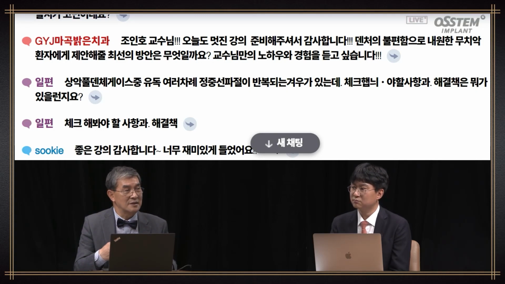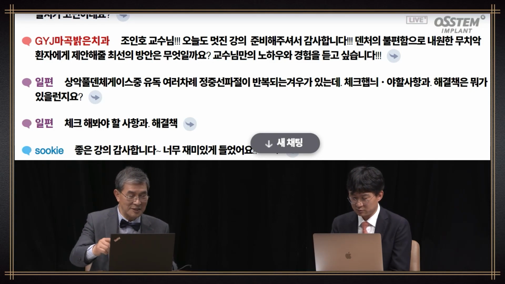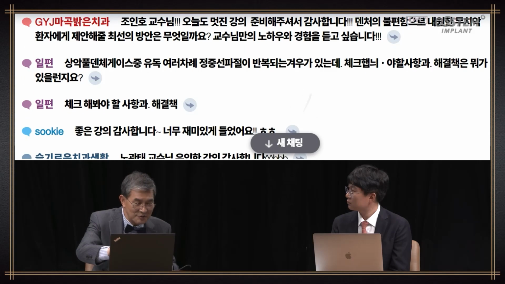If we believe the denture is well fabricated, the patient should try to adapt to it. But if we find something that needs to be improved, we need to fabricate the denture again.